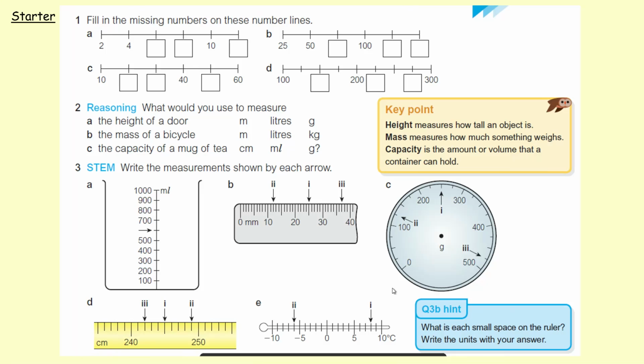Okay, so here's our starter today. Hit pause, attempt all questions. Once you've done that, hit play and we'll go through them together.